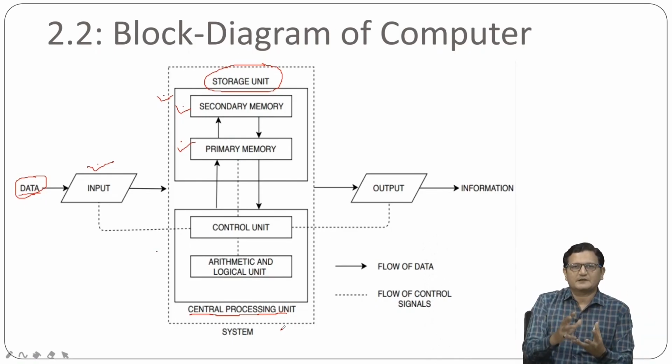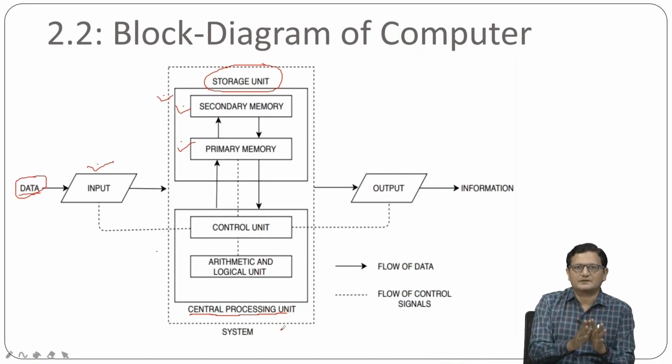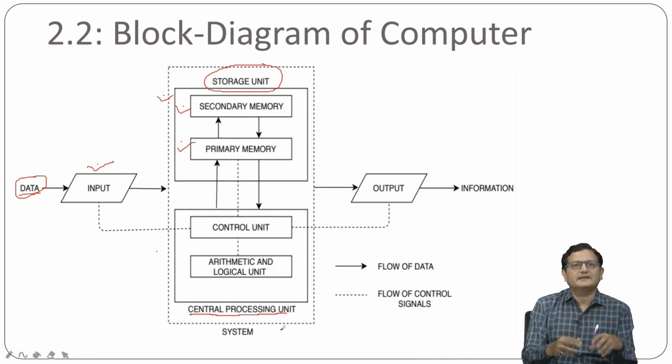Whatever raw material, whatever data is given by the user by using the input devices, we are just loading that data into the memory unit, right? That is called a storage unit. We are putting all the data into the storage. Then from the storage, the CPU will take the data, it will process the data, and finally it will generate the output, right? So that output again it will put where? Again into the storage unit, again into the memory.